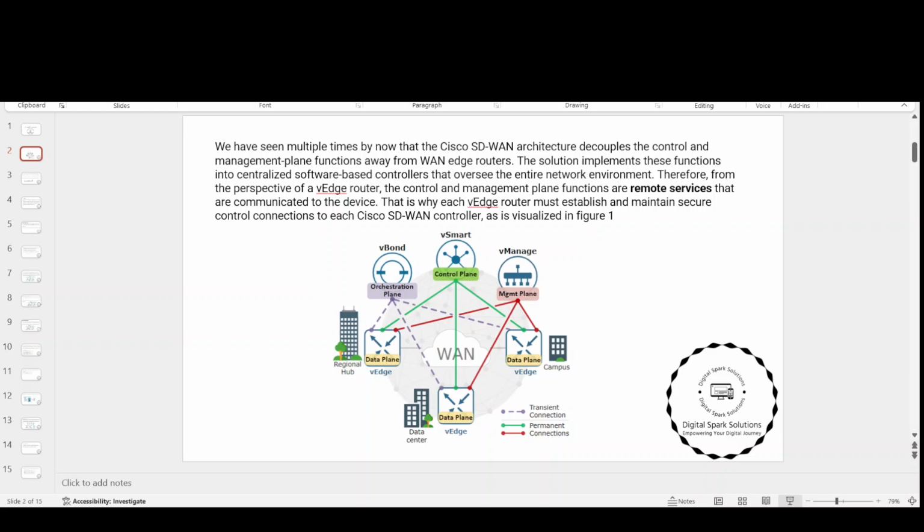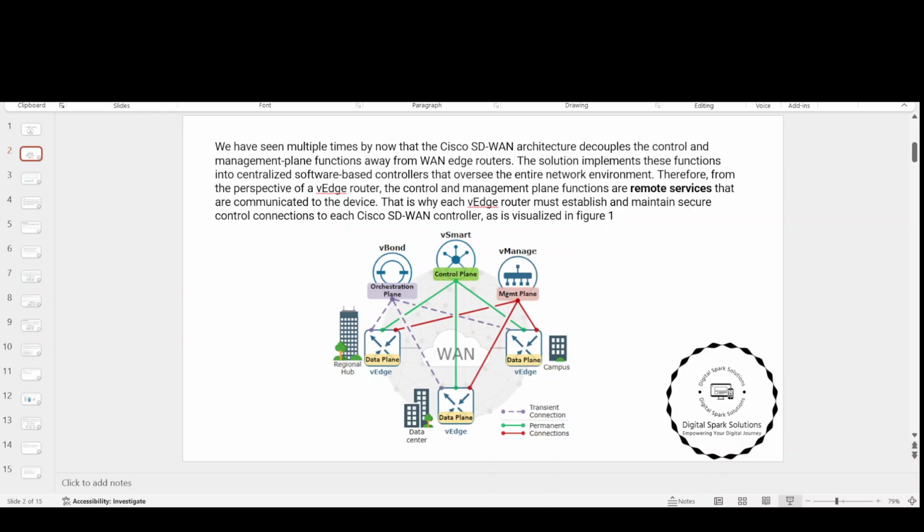Control connections to vSmart. Following the successful DTLS tunnel to vManage, the vEdge router initiates a persistent control connection to the vSmart controller over each transport interface. You can see in the example shown in Figure 5 that all vEdges establish a DTLS tunnel to vSmart through the internet and another one through the MPLS cloud at the same time. Technically, a single control connection to the controller is sufficient for a vEdge to receive control plane information. Still, vEdges keep one permanent DTLS tunnel per transport interface for control plane resiliency.